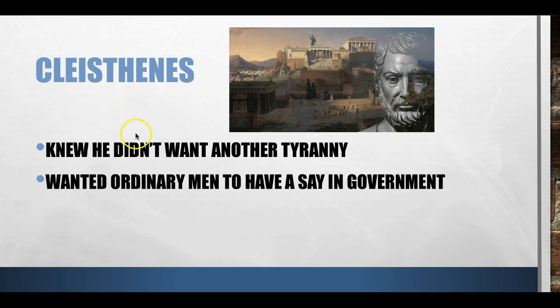What he did want was for ordinary men, not women, ordinary men to have a say in government. So he wanted citizens to be able to speak, to have their opinion heard, and for people to listen to that and then come to a decision. So he created this idea and he called it a democracy. One thing that is kind of interesting is that the word democracy did not exist until Cleisthenes made it up.